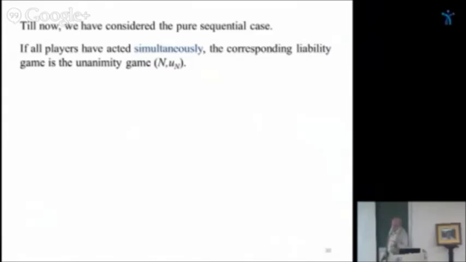I have considered the pure sequential game. Now, if all players act simultaneously, which means really jointly, so there is no way to differentiate them, then we are facing a unanimity game. And using the weights, we get, of course, this allocation. In the symmetric case, of course, it would be 1 over n.